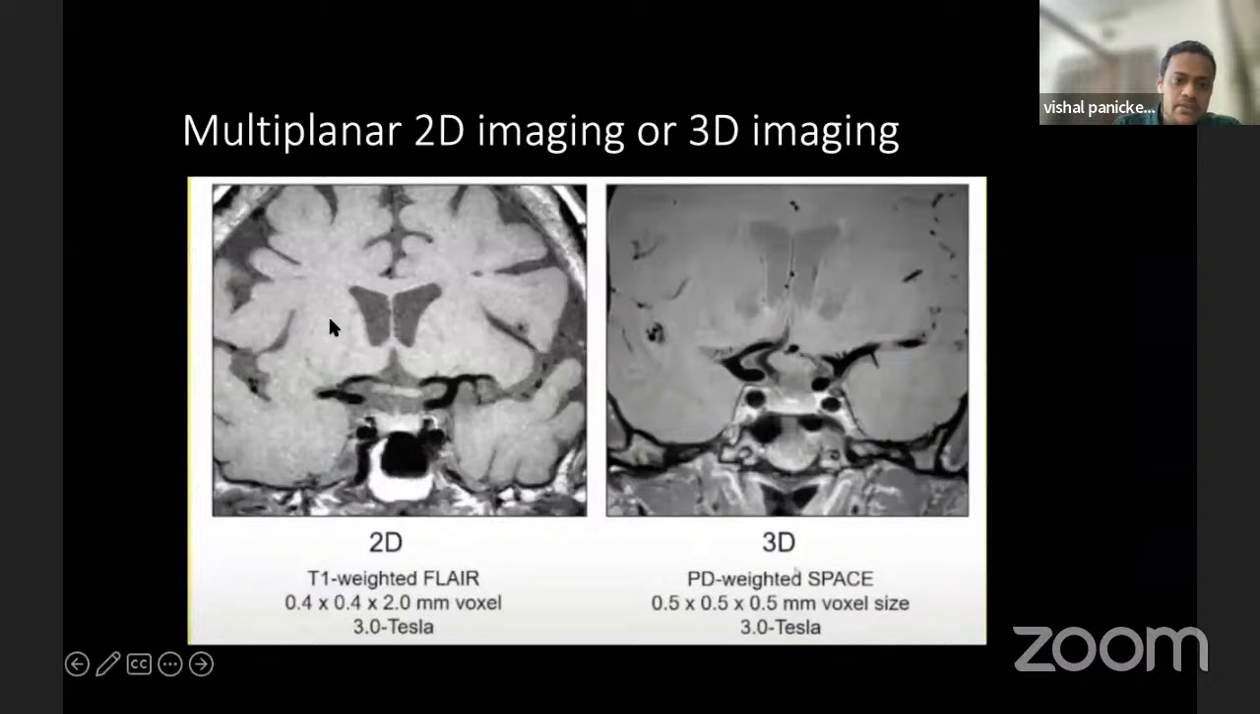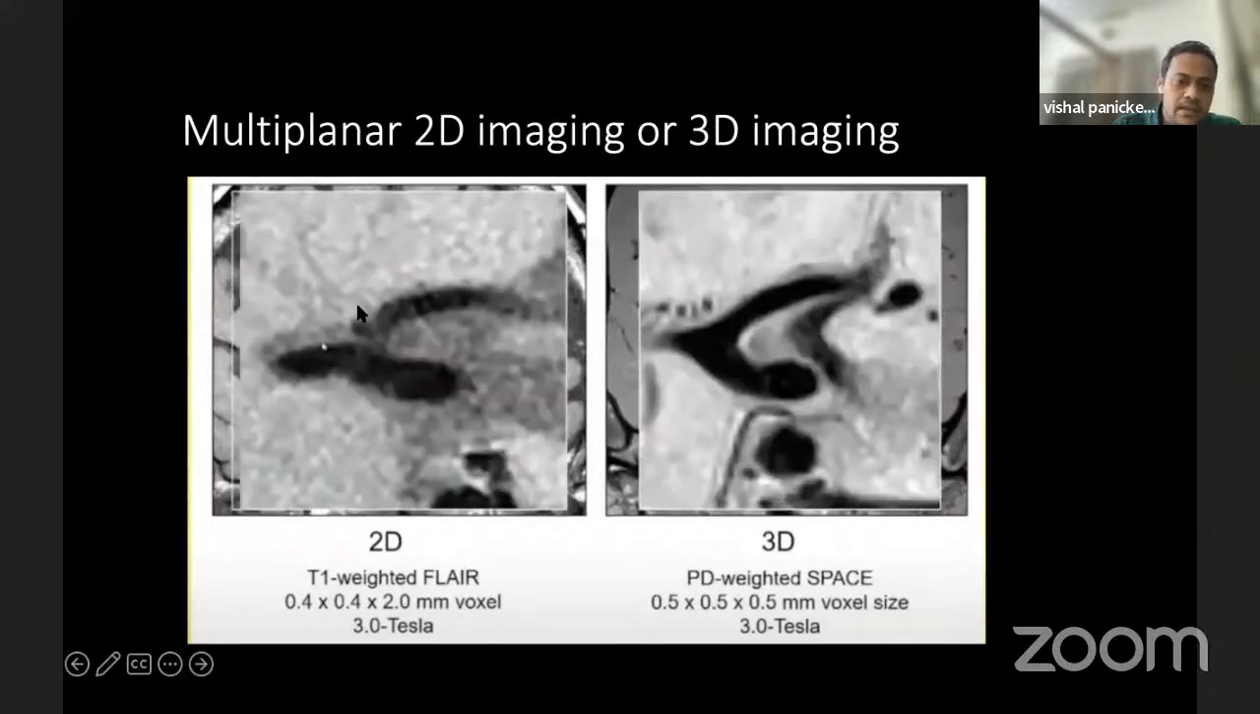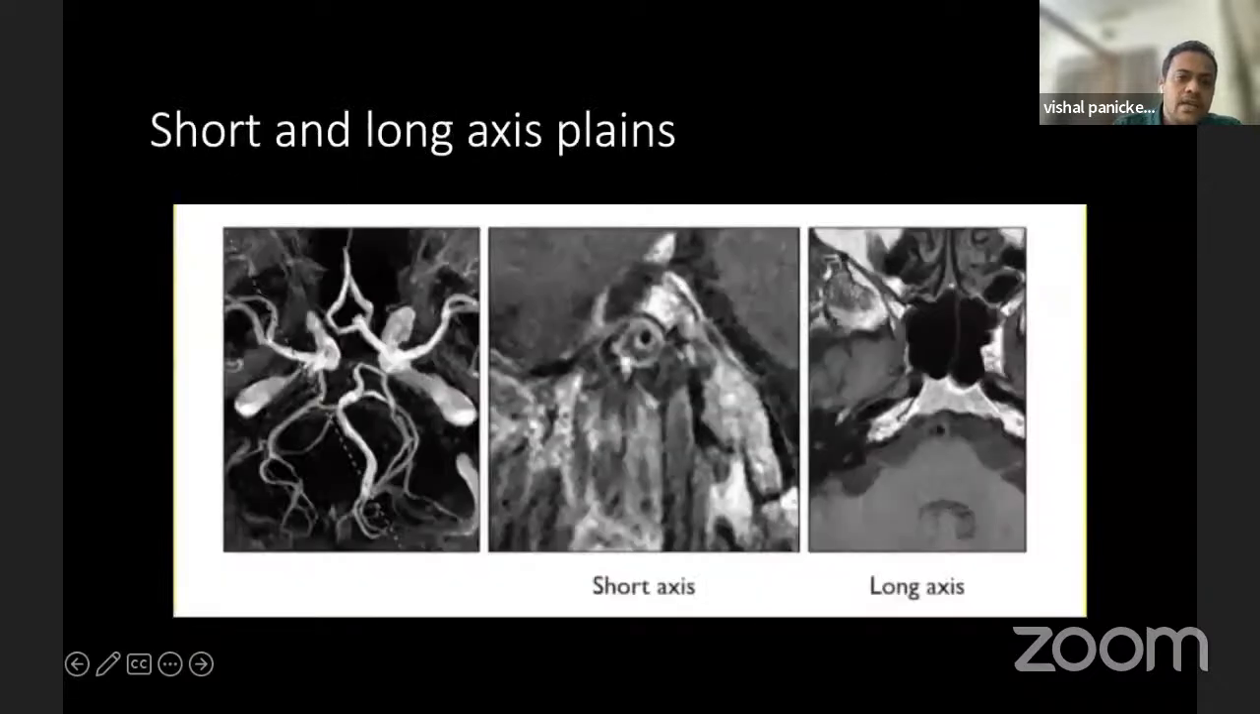Here, the first image shows a 2D image optimized for vessel wall imaging. Here we can see the middle cerebral artery with a thin wall, and this is an ACA, which also has a normal thin wall. This is the 3D imaging of the same patient, and for comparison, this is a zoomed image. This is the appearance of a normal vessel wall in a 2D image, and this is the appearance of the vessel wall on a 3D image. We need not only that, we need short and long axis planes for the detailed assessment of the vessel wall.